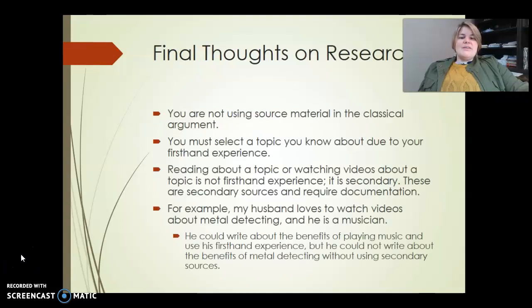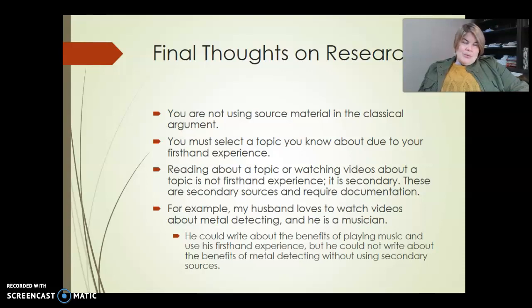So the final thing is about research, and again, you are limited to primary research. So you can do an informal survey, you can do an interview with someone who does have expertise on the topic, and you can certainly use your first-hand experience. Do not just give opinion.